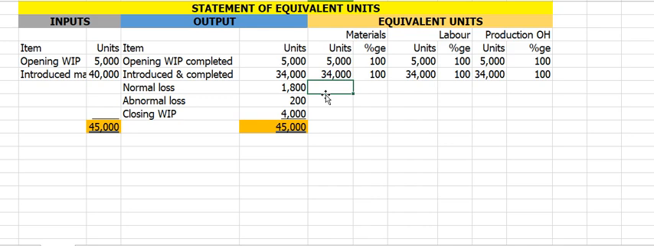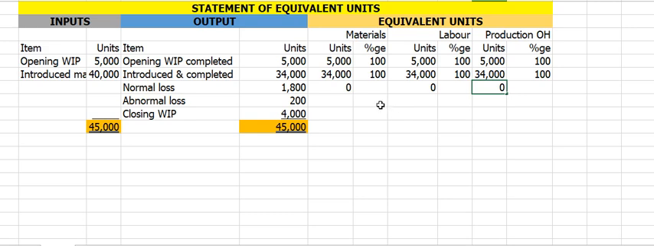Normal loss. The equivalent units of normal loss are taken as nil, zero. Therefore, the normal loss is not added in the equivalent production. We normally assume that these losses occurred at an earlier stage in the process. The closing work in progress has reached or passed this stage, so normal loss equivalent units are always zero. We don't add them to the equivalent units in respect of materials, labor, and production overheads. So I'll just put zeros.